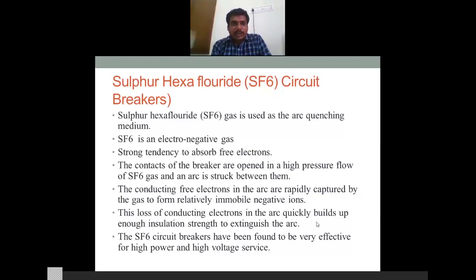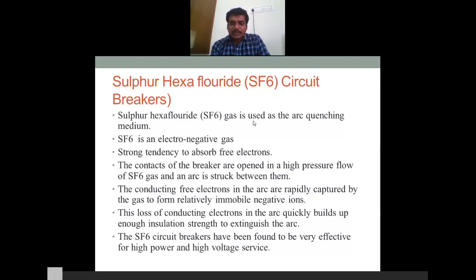So today the topic which we are going to see is sulfur hexafluoride, SF6 circuit breaker. So far we saw the different types of circuit breakers, like oil circuit breakers. What differs between these types of circuit breaker is the medium which we are using for quenching the arc. Based on this only, the different types of circuit breakers are classified. So now we are going to see the SF6 circuit breaker.